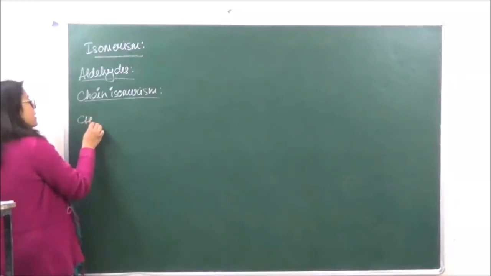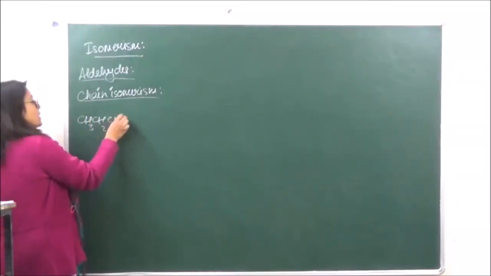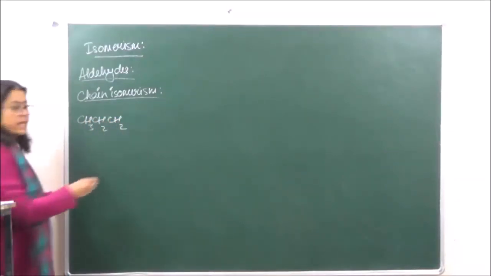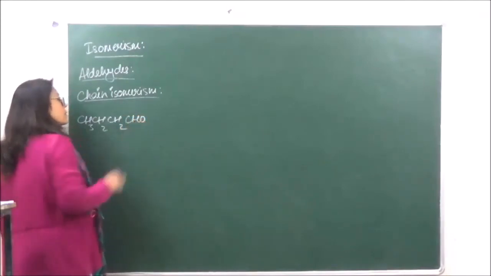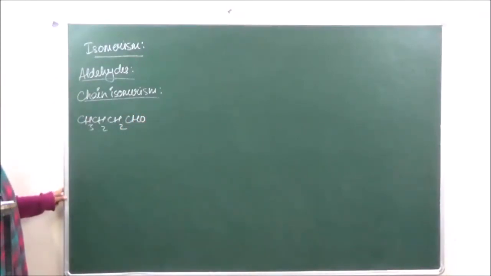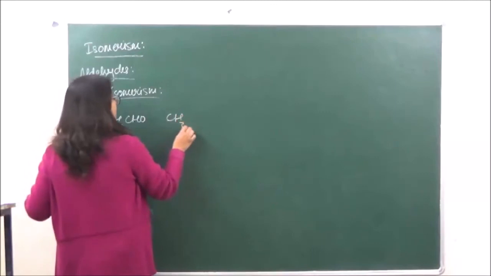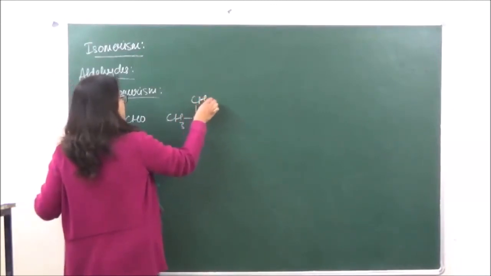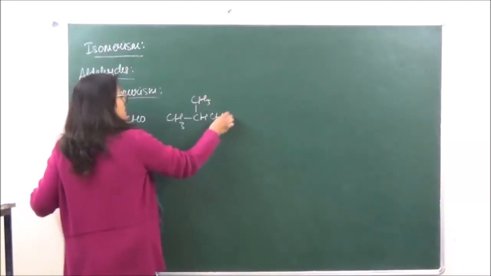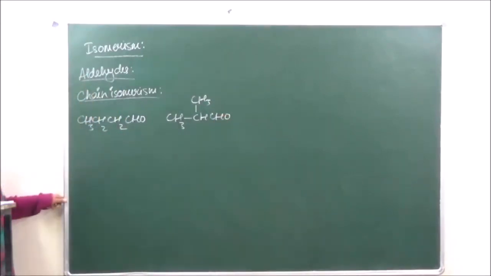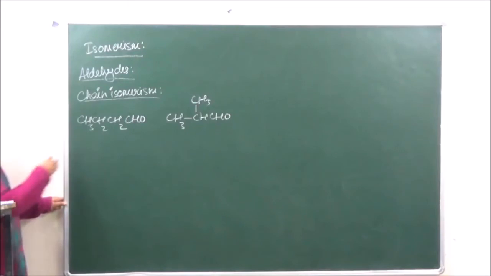So we have over here CH3, CH2, CH2, CHO. This is butanal. Okay? Now if we branch this, we will have CH3, CH, CH3, CHO. This is going to be 2-methyl propanal. Okay, so both of them are going to be chain isomers of each other.